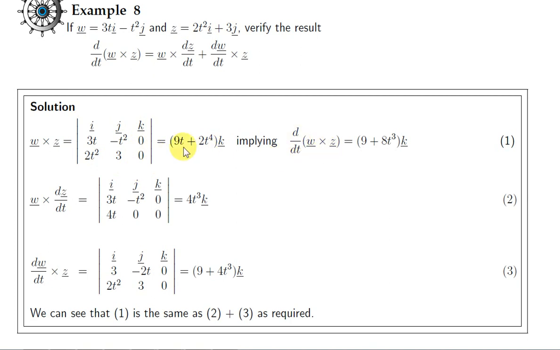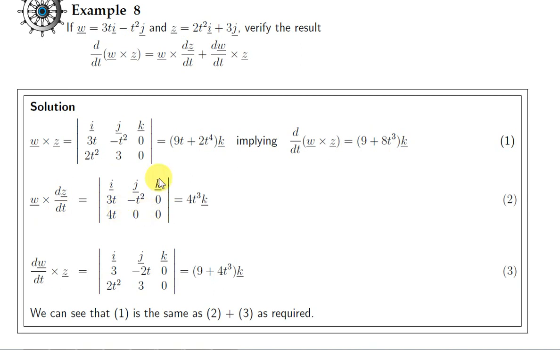Next we get the derivative, so we have to differentiate this with respect to t. So we get 9 plus 8t cubed times vector k. Okay, so that's the left hand side. Now as for the right hand side, we want to get w crossed with dz/dt. So the second row here is the components of w, and the third row involves the components of dz/dt. And where is dz/dt? Well, we have to differentiate z with respect to t, and we know that that will give us just 4ti. We have no j or k components.